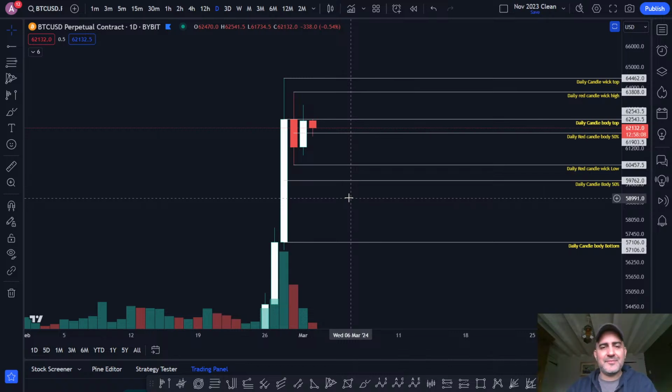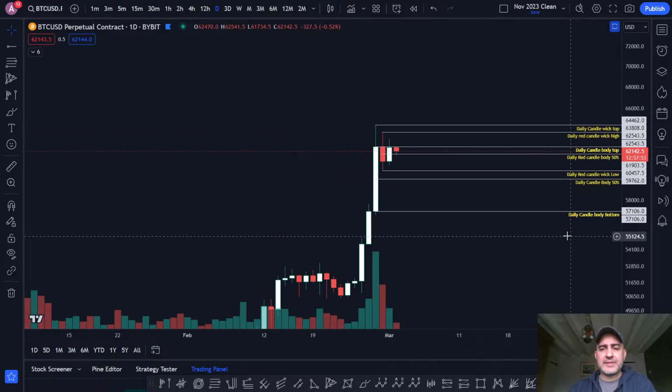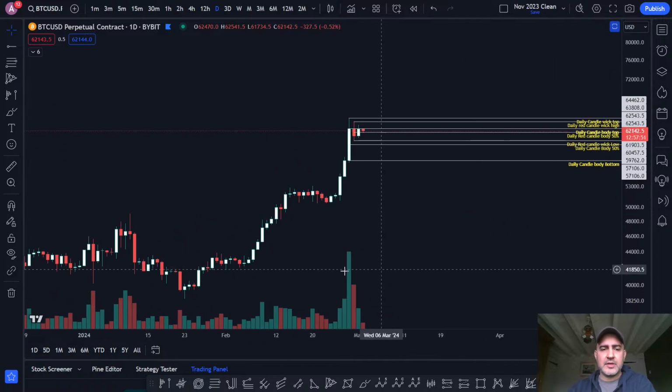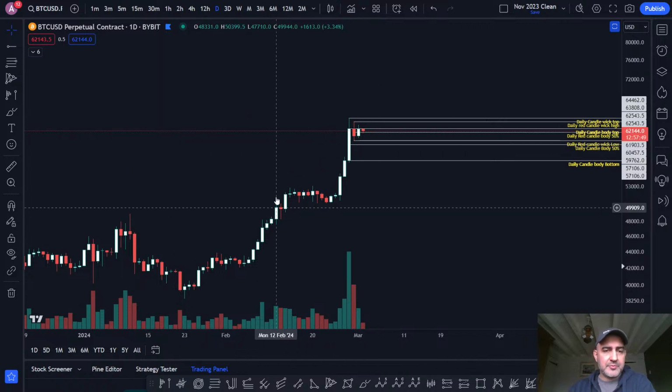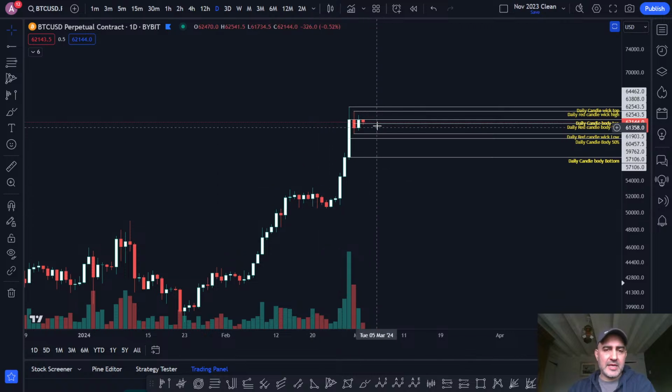Will Bitcoin go up or down? That's the question. I think Bitcoin is ranging because 80% of the time the price will range. And the reason why the price is ranging is because look, it's been going up. So the price needs to consolidate before the price can determine its next course of action.